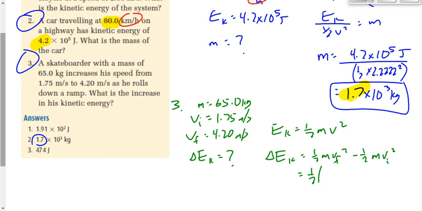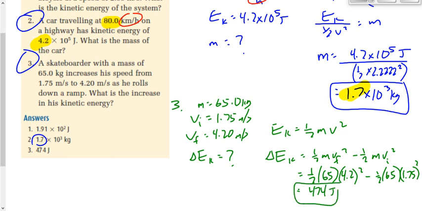1/2 of the mass of 65 times VF, which is 4.2. Don't forget to square it. Minus 1/2 of 65 times VI, which is 1.75. Don't forget to square it. Do the math there, and we should end up getting 474 joules. And that's given to us in 3 digits.